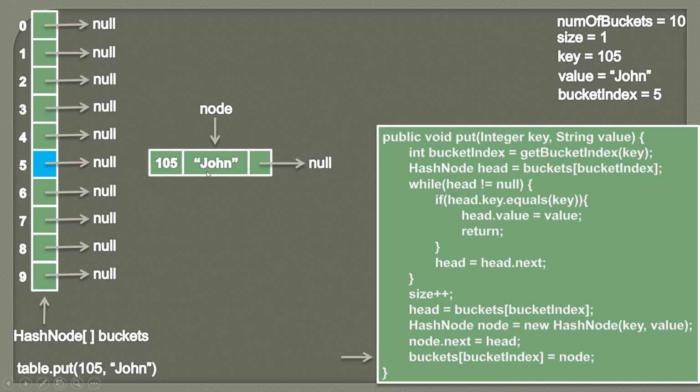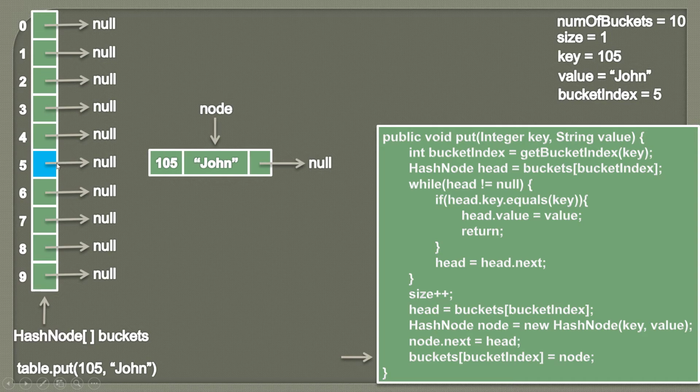And now as we want to insert this hash node in this buckets array, so at this index, whatever the reference would be, we simply assign it to the node. So at the bucket index, we are simply assigning the value of node. So it would look something like this, as node is pointing to this node.